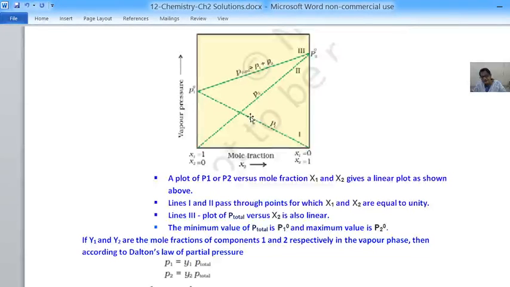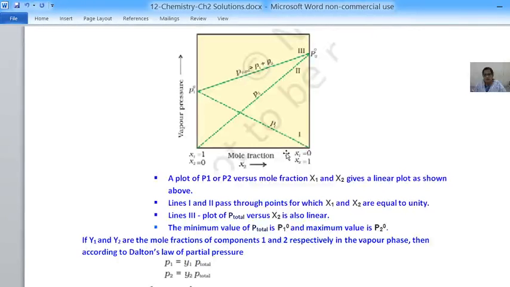It is slowly increasing. As the chi1 value is increasing, P1 is also increasing, and finally when chi1 is equal to 1, that is when the mole fraction of component 1 is equal to 1, the vapor pressure is nothing but the vapor pressure of the pure component, that is P10. That means when the mole fraction of component 1 is equal to unity, the partial pressure is the partial pressure of the pure component 1, that is P10.